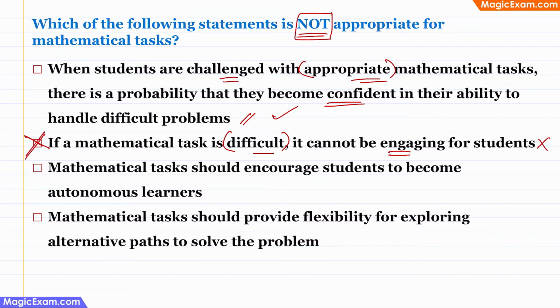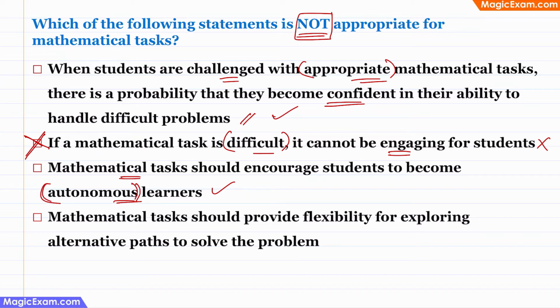The next one says mathematical tasks should encourage students to become autonomous learners. This is a correct statement, because when you teach students the basics and give them a good amount of mathematical tasks at their level, the idea should be that going forward, they should be able to function independently. They should be able to learn independently wherever possible. They should become autonomous, right? And it should not always be driven by the teacher. The students should take interest, they should learn, and they should be able to do things independently. That is the meaning of autonomous.